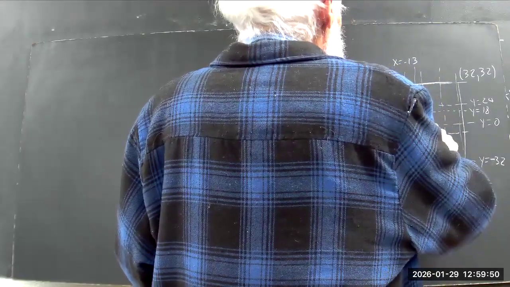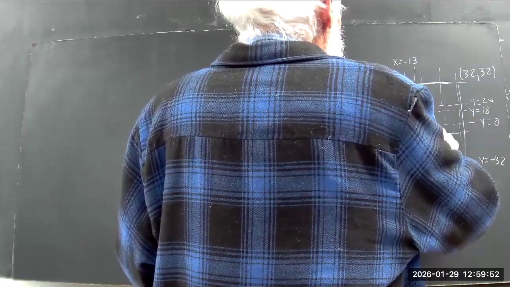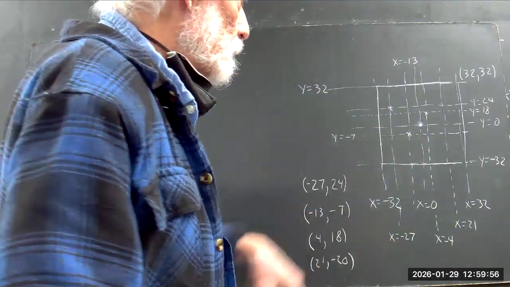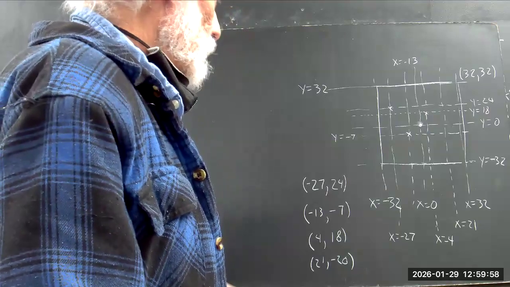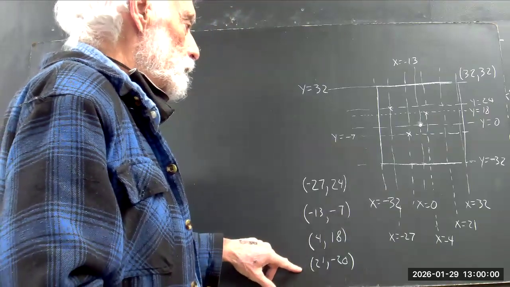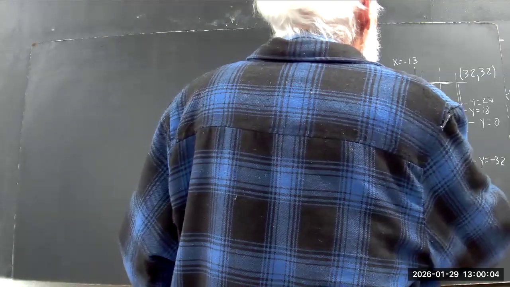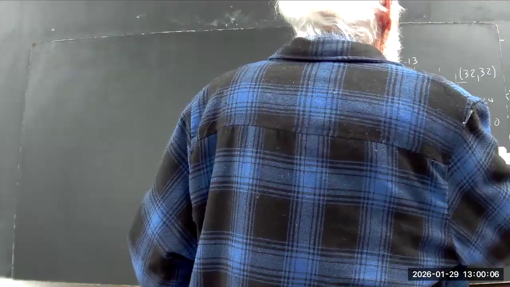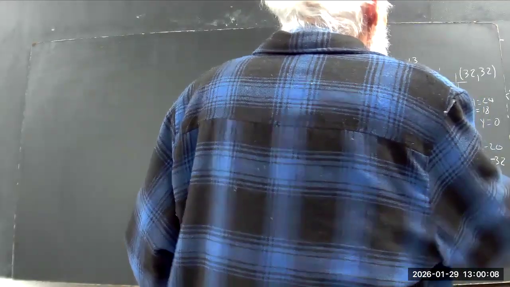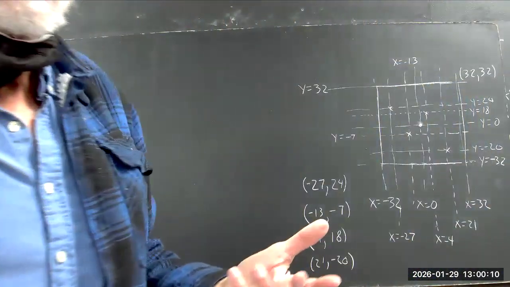Now I put an X at the origin, and I don't want to do that. I'm going to put a dot there. That's not going to be one of our graph points. Okay, 21, negative 20. Well, where's negative 20? It's about here. So this is reasonably accurate.